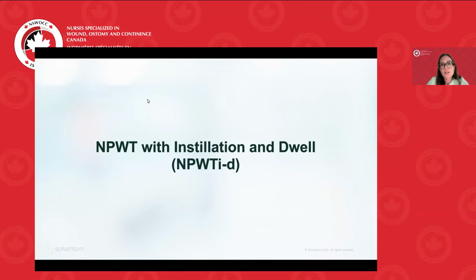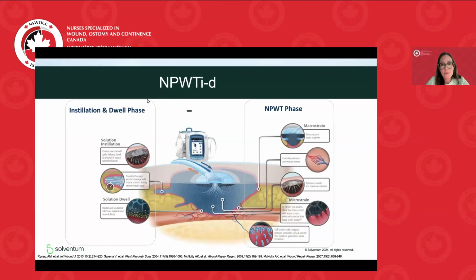The negative pressure instill and dwell is currently in the States only available in the acute care setting. But like I said, I'm with a vascular surgery practice, so this has really allowed me to provide the best care and optimize the care of my patients in the acute care setting. And we'll go through some cases later that'll kind of highlight that.